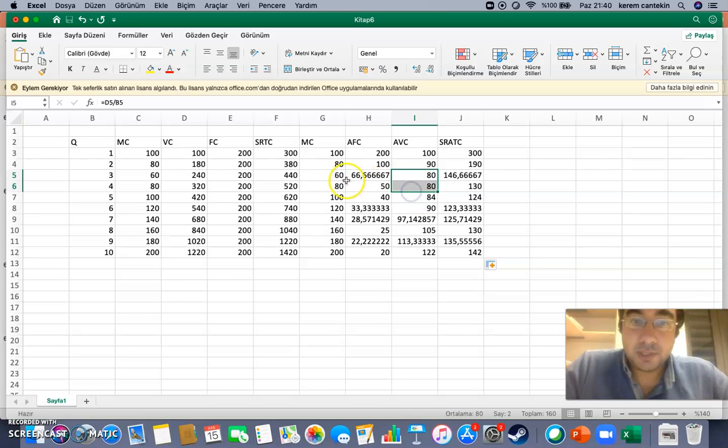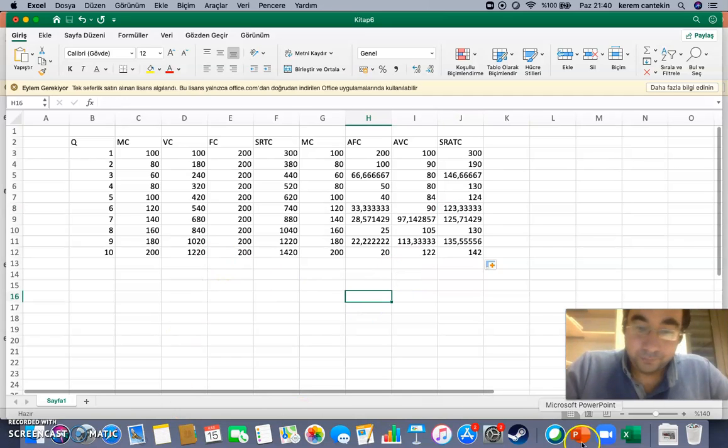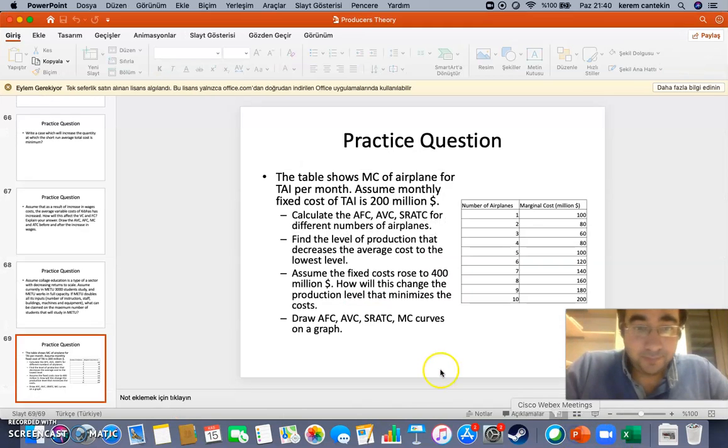Average variable cost is at its smallest point when it intersects with marginal cost, and the same thing is also true for the short run average total cost. Well, I need to draw the average fixed cost, average variable cost, and short run average total cost curves on a graph.